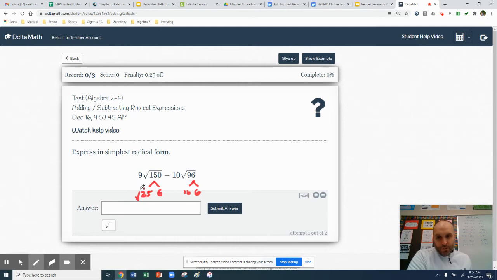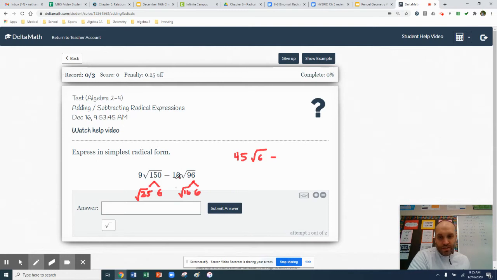So I'm going to be able to root the perfect square out. So I root 25, that's going to multiply the 9, and that's going to make 45 roots of 6. After that, I'm going to look at my second problem. I've got a root of 16, that's the perfect square root. I can take that out.